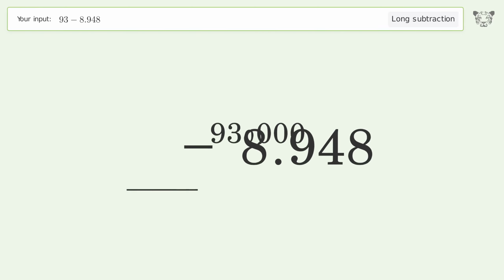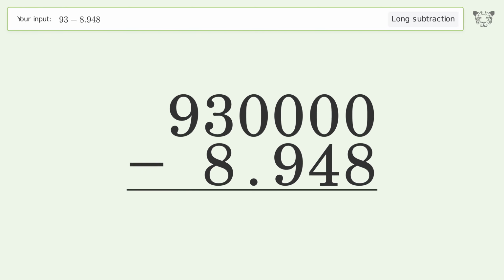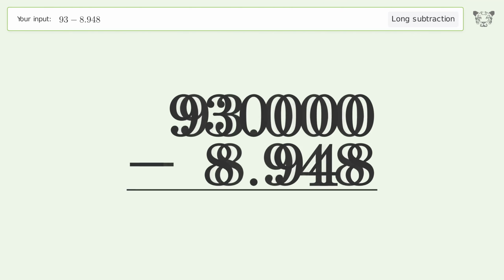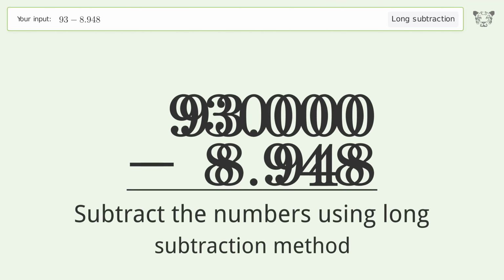Rewrite the numbers from top to bottom, aligned by their place values. Put zeros in the blank number places. Subtract the numbers using the long subtraction method.